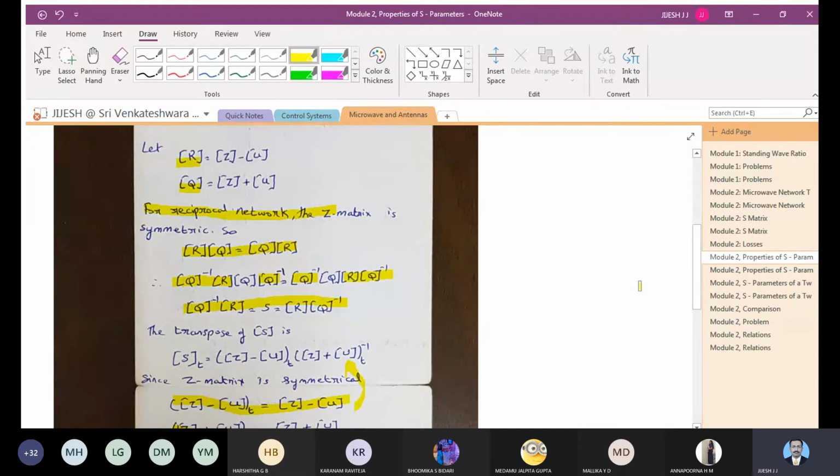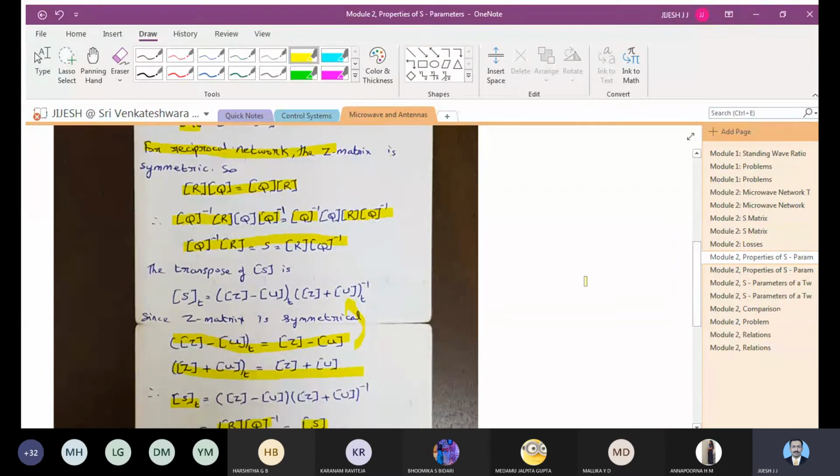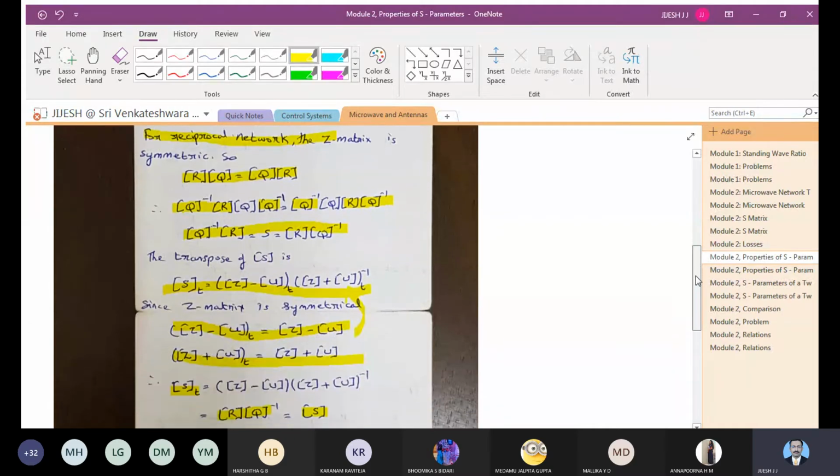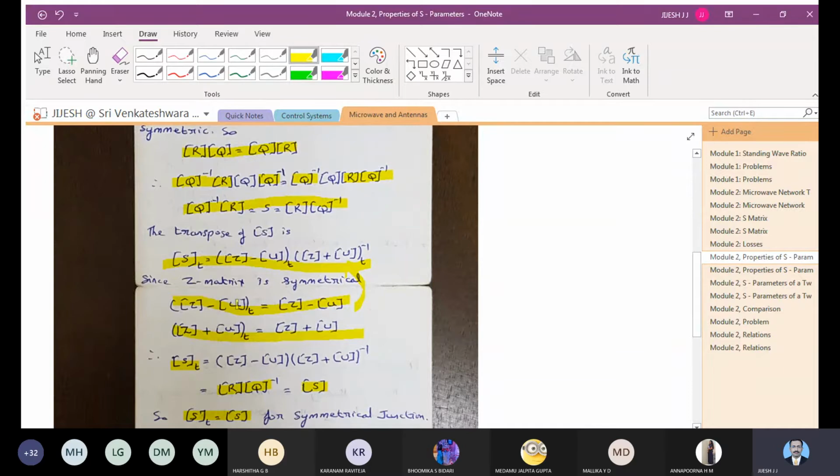Now I went with the transpose property, and I defined the matrix S which we have before. I have taken the transpose of the entire expression. S transpose is equal to this matrix transpose, and this also matrix transpose, which we have studied before. I took the transpose of that same equation. I found that Z minus U transpose is the same as Z minus U when the matrix is symmetrical. Similarly, Z plus U transpose is the same as Z plus U when it is symmetrical. So I replaced both the transposes by the matrices Z minus U and Z plus U.